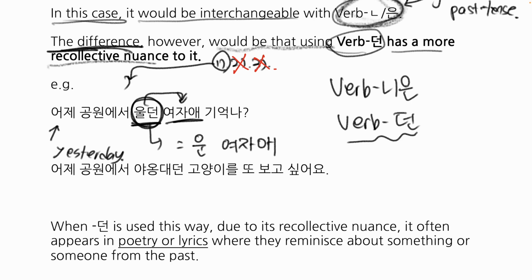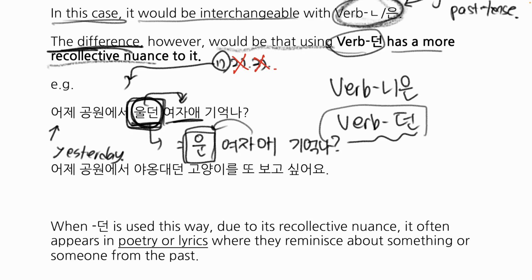공원에서 운 여자애 기억나? Because they both refer to a past action that 여자애 did, right? But by using 울던, you add more recollective nuance to that girl. Do you remember that girl?